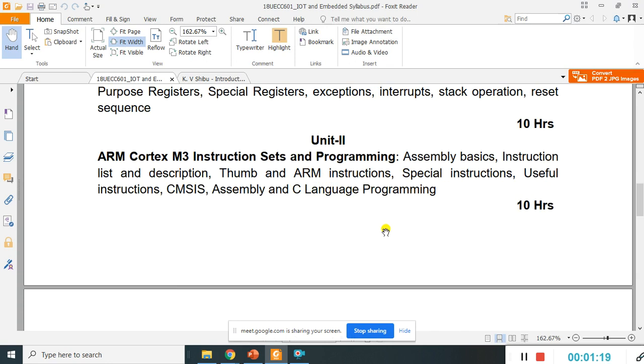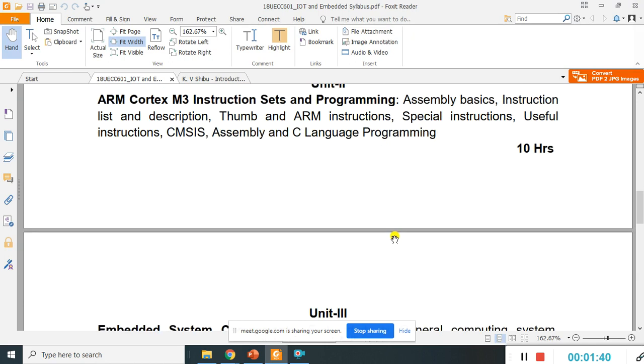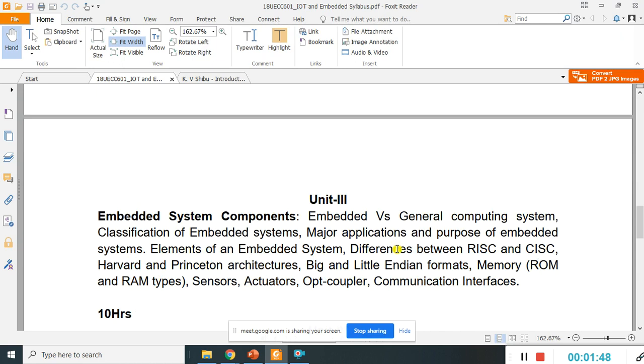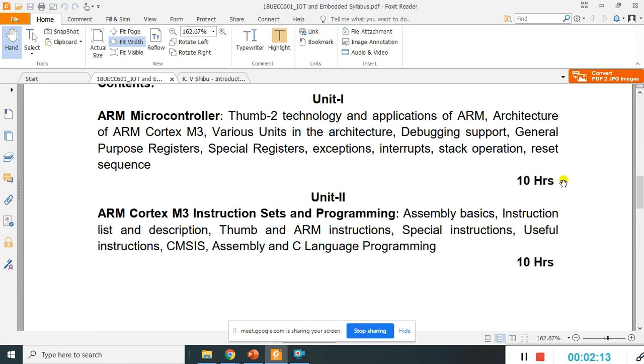Then moving to the second unit, it was with respect to instruction set and programming of ARM Cortex M3, wherein we understood the different instruction sets and how to write a simple assembly level language by using the set of instructions. And in the third chapter, embedded system components, we could differentiate different types of embedded systems like large scale, small scale, and medium scale embedded systems, and the difference between CISC and RISC processors, Harvard and Princeton architectures, little endian, big endian, and different types of memories, followed by sensors, actuators, and different types of communication interfaces. So this is overall the syllabus that we have discussed till now.